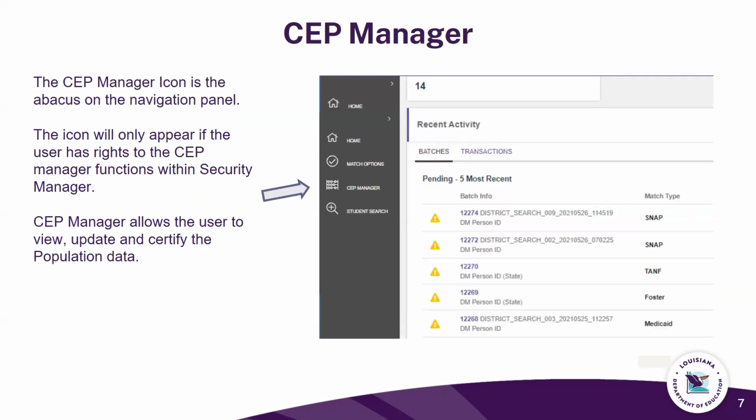The CEP Manager icon is the abacus on the navigation panel on the left-hand side. If you don't have that icon, it means that you don't have the rights to the CEP Manager function. The icon will only appear for those users that have the rights to that, and that's done within the Security Manager. The CEP Manager allows that user to view, update, and certify that data.